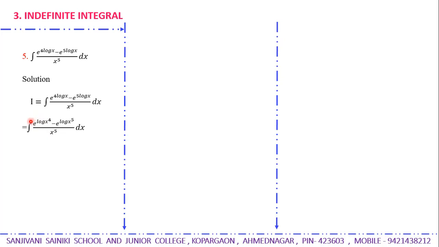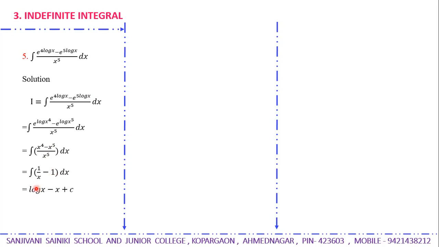So for the first term I can write it as x raised to 4 only, and for this I can write x raised to 5. So x raised to 4 minus x raised to 5 upon x raised to 5 into dx. So we will divide the numerator by x raised to 5. If we divide x raised to 4 upon x raised to 5, I will get 1 upon x, and here these two cancel each other and we get minus 1.